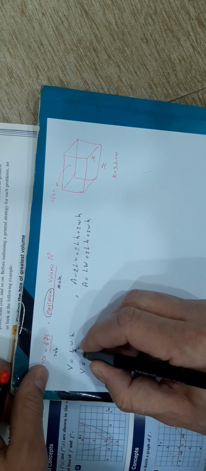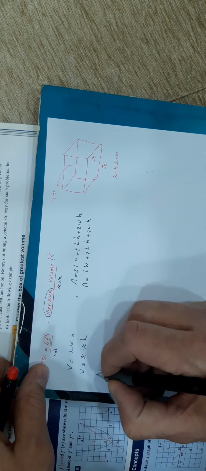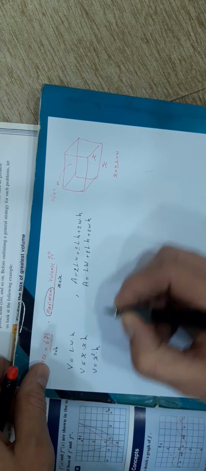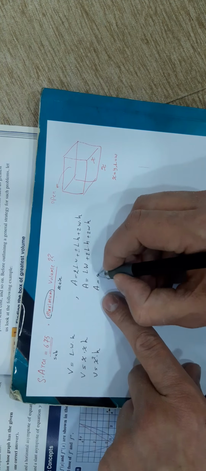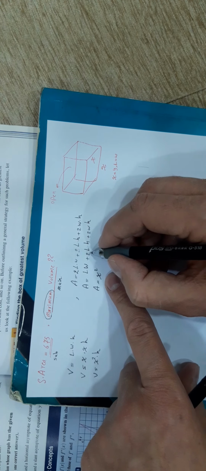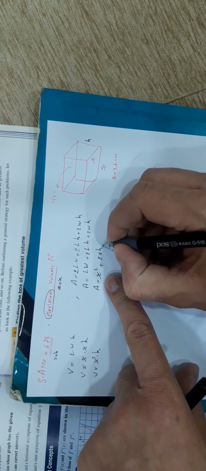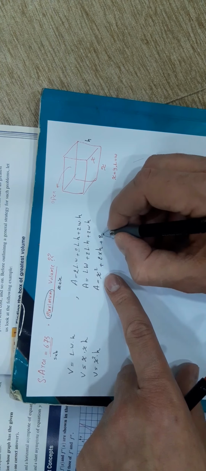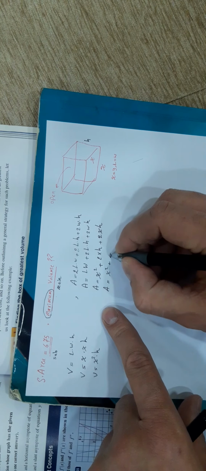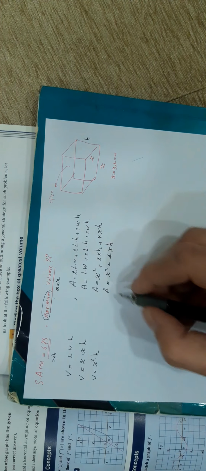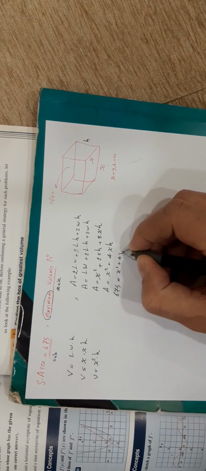Volume is equal to length x, width also x, height h, so V is equal to x squared times h. Area is equal to length times width, x times x is x squared, plus 2 length times height, 2xh, plus 2 width times height, 2xh. So area is equal to x squared plus 4xh. But area is given, so 675 is equal to x squared plus 4xh.